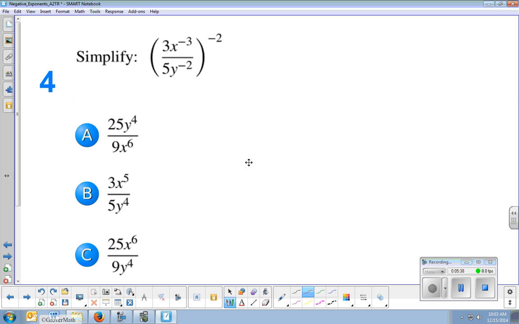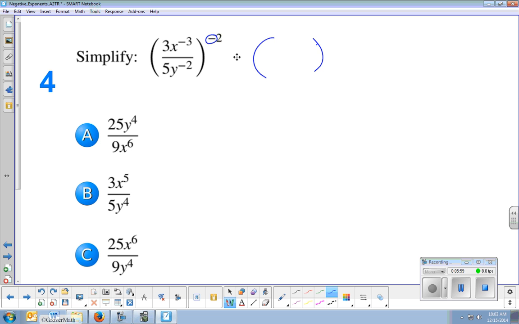A couple more. Now this one has a bunch of negative exponents, but you need to deal with them one at a time. And just like yesterday, when we have a bunch of things going on, we do the outside stuff first. The outside of this is a negative 2, so that means I'm going to reciprocal the base right away. So what's on top goes to the bottom, bottom to the top. Everything keeps what sign it is.